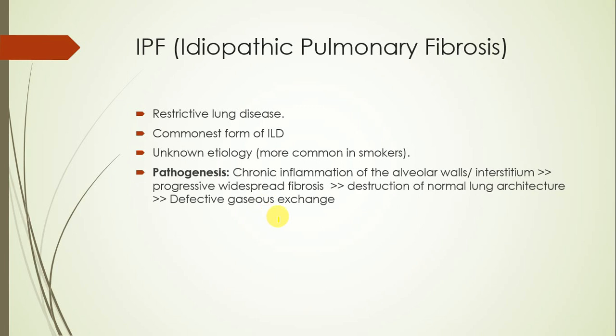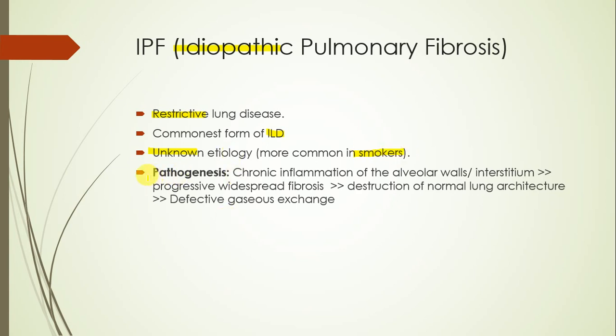Okay, so let's talk about idiopathic pulmonary fibrosis. This is a variety of restrictive lung disease. So this is a type of disease that restricts the lung. It makes the lung smaller. It does not let the lung expand. This is the commonest variety of interstitial lung disease. And as I mentioned before, idiopathic means you do not have any cause or any etiology. But research has shown that smokers are more likely to develop idiopathic pulmonary fibrosis.